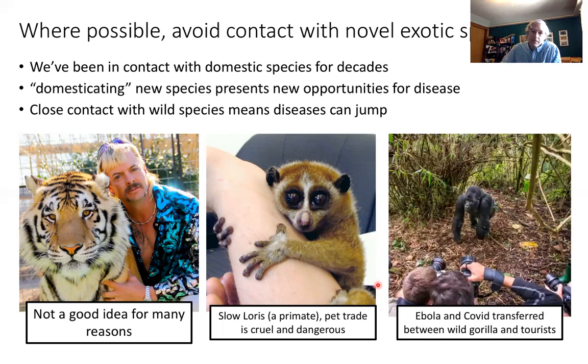In addition, tourism. There are some places where you can get very close to very charismatic wildlife. This is Rwanda, Uganda, where you can go and hang out with the wild mountain gorillas that have been habituated to people. People get very, very close to these gorillas, and there have been documented cases of Ebola and COVID being transferred between wild gorillas and tourists because we're now in very close proximity with these wild species. So what it means is, where possible, avoid contact with novel exotic species because it presents new opportunities for diseases to jump between species.